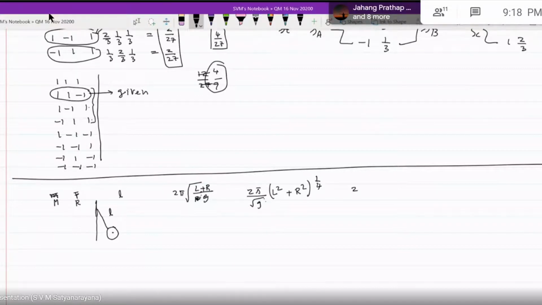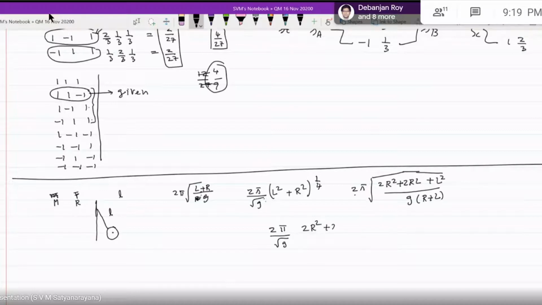Option C is 2 pi root over 2 R square plus 2 RL plus L square, divided by G into R plus L. And option D is 2 pi by root over G times 2 R square plus 2 RL plus L square, whole to the power 1 by 4. Yes, sir.